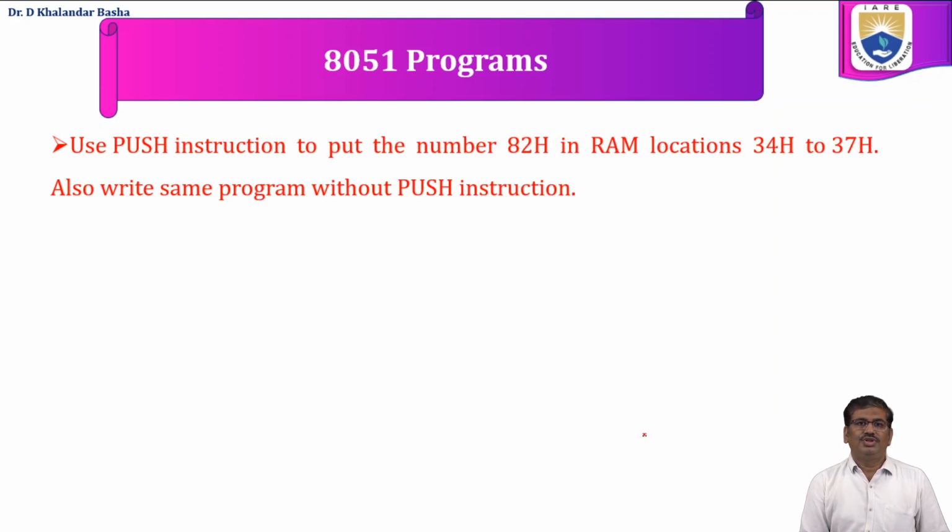Next, use the push instruction to put the number 82H in RAM locations from 34H to 37H. Also write the same program without the push instruction. So we know that the stack always points to the lower address. This is the top of the stack. And we want to copy the data from 34 to 37. So this data, whichever we are going to load, has the value 82H.